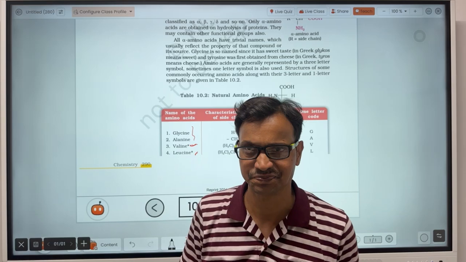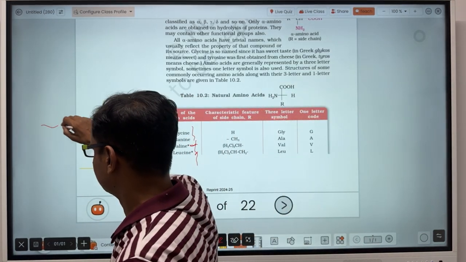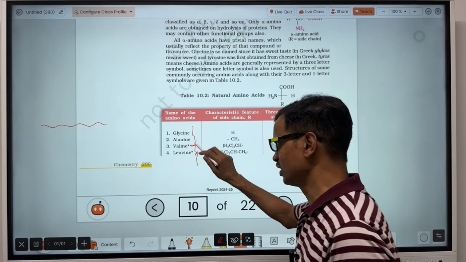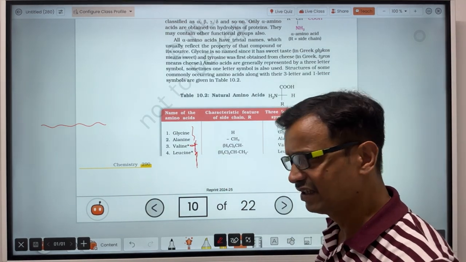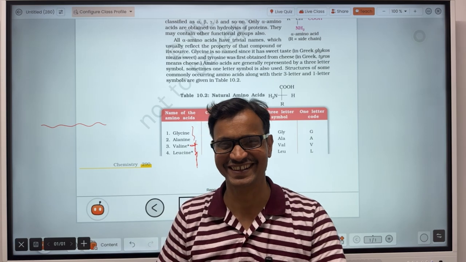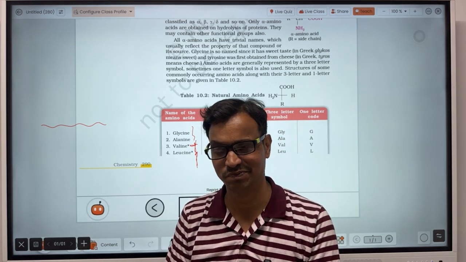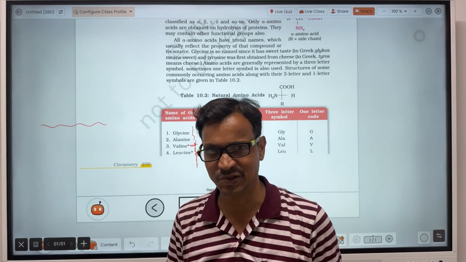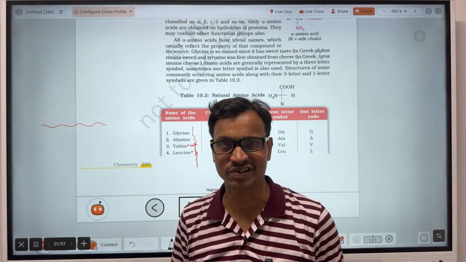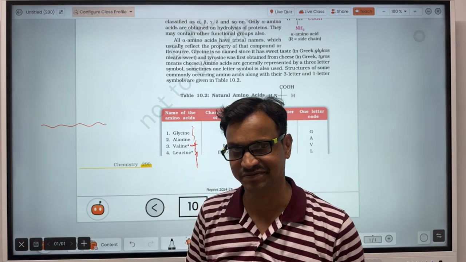Some work you also do: make a chart of the essential amino acids. Revise them again and again. I will not tell you whether five times or ten times; revise them till you have all the amino acids memorized.